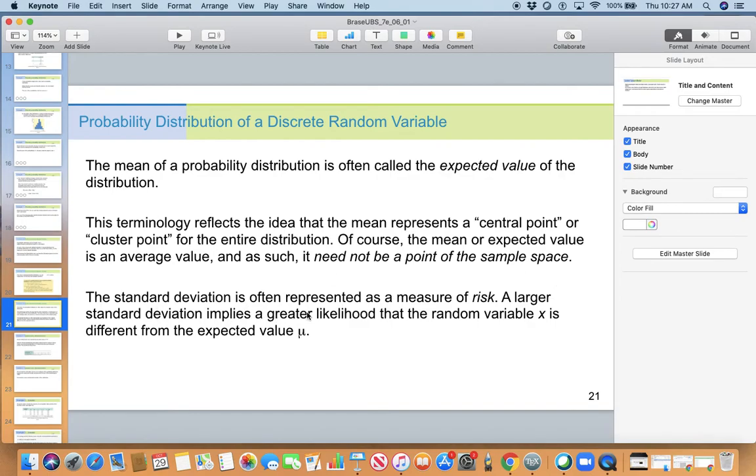The standard deviation is often represented as a measure of risk. So for a probability distribution, you think of standard deviation as a measure of risk. A larger standard deviation implies a greater likelihood that the random variable x is different from the expected value mu.